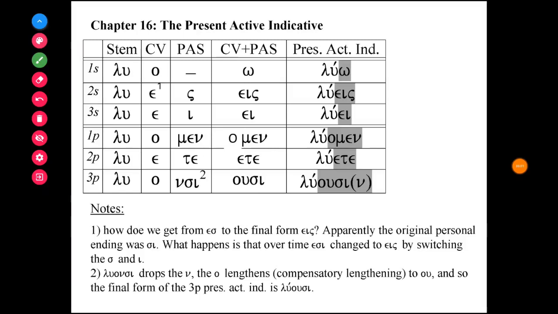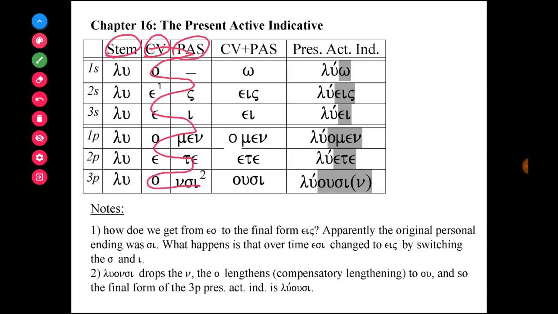The last part of this module covers the present active indicative verb forms. Mounce describes the components of the verb as being in three parts. We have the stem, we have the connecting vowel, and then we have what we call the primary active suffix. We are not going to learn it the way Mounce teaches it in the textbook.